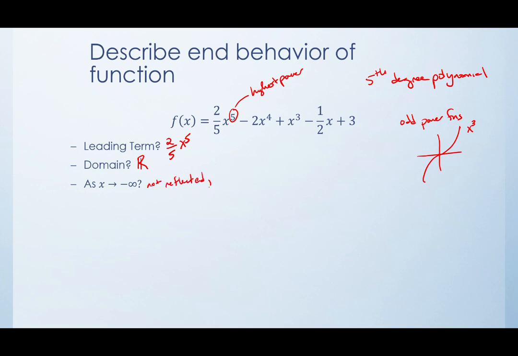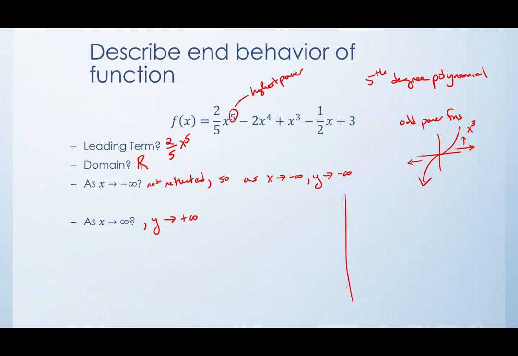So we can say as x goes to negative infinity, as we go out in this direction to the left, our function is going down. y goes to negative infinity. And as x goes to positive infinity, y goes to positive infinity, because as we go this direction out on our curve, our function is going up.